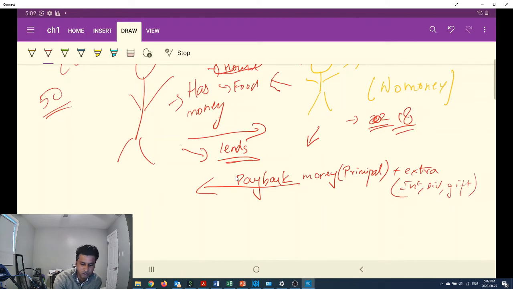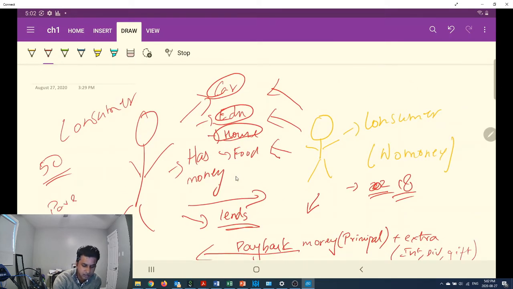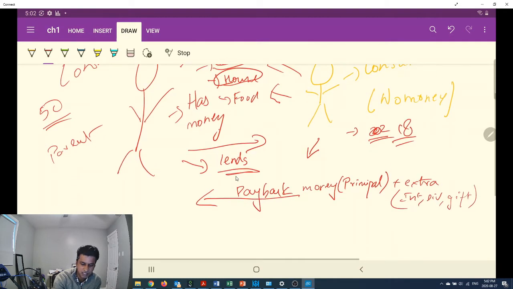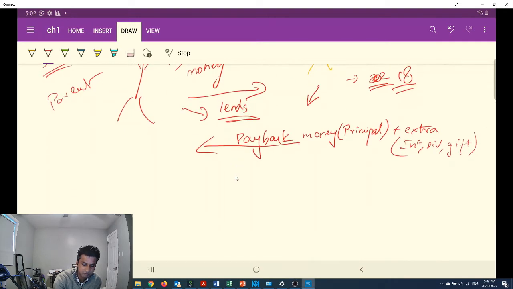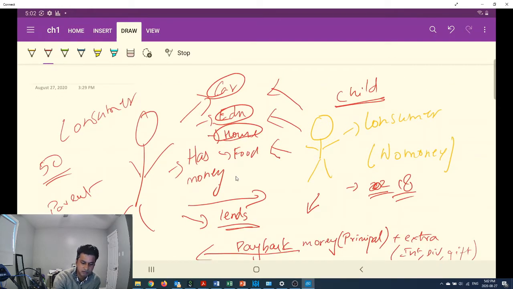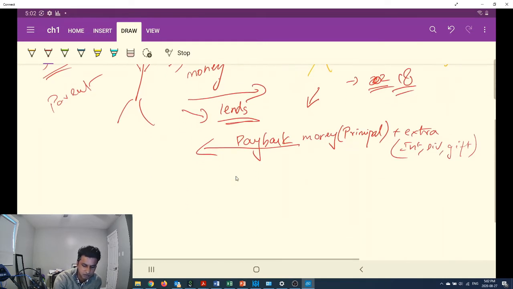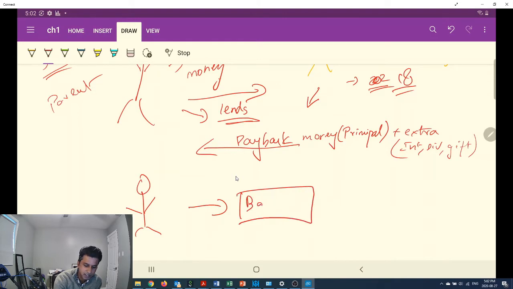Typically, if you know each other within the family, this could be the parent, and this could be the child. Here there's no transaction needed. As you get older in life, you kind of support your parents. The child could start not lending money, but sponsoring the parents too. And in a non-family environment, the person typically sends money to a bank.